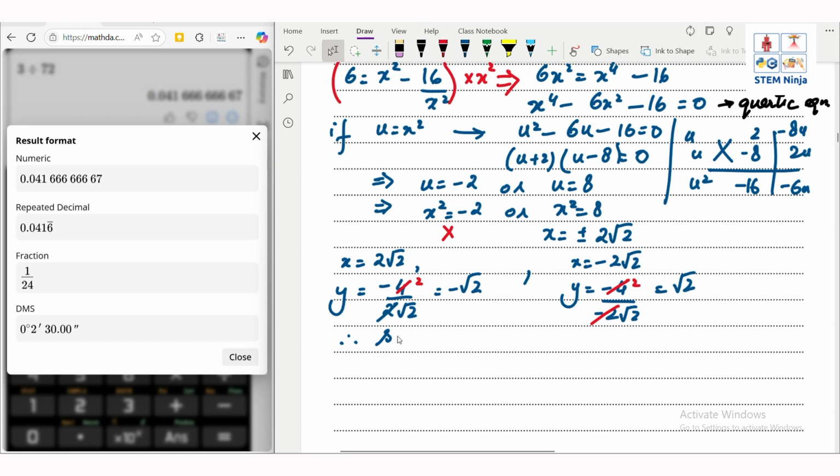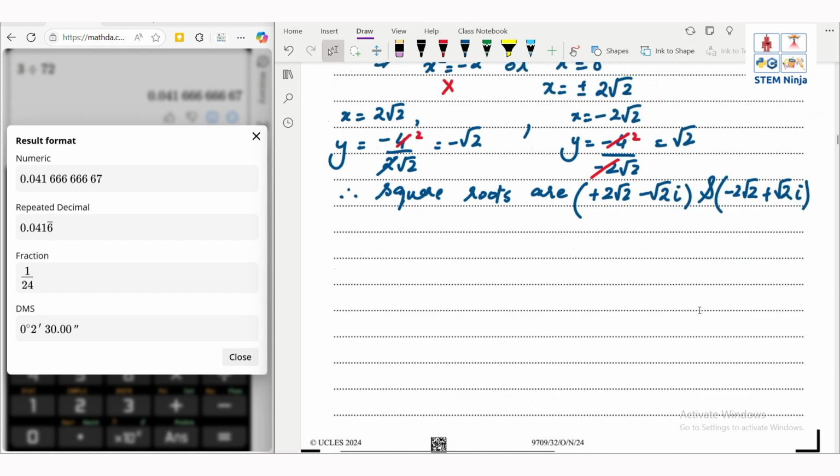So therefore, the solutions are plus 2 square root 2, minus root 2 i, and minus 2 root 2, plus root 2 i. That's it.